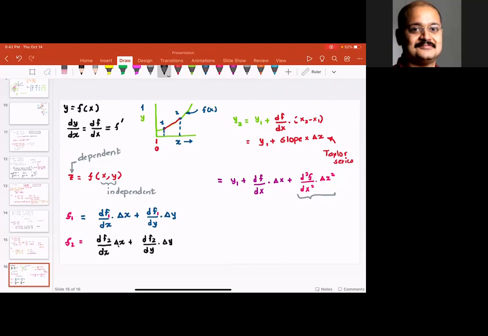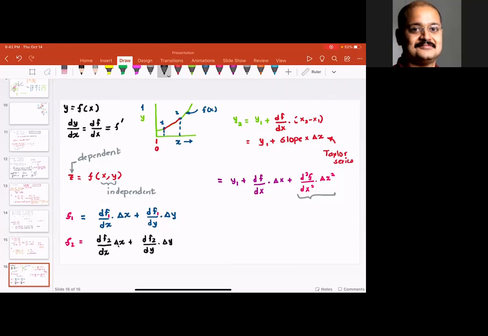I'm taking the derivative with x, df by dx, and multiplying by delta x. Delta x is a change in the x. Do you agree with me? Plus, since that f is now dependent on x and y, I need to do the same thing for y: df1 by dy multiplied by delta y. You agree with me? Consider that you have another function, f2. Then for that f2, I have to repeat the same process: df2 by dx multiplied by delta x, plus df2 by dy multiplied by delta y.